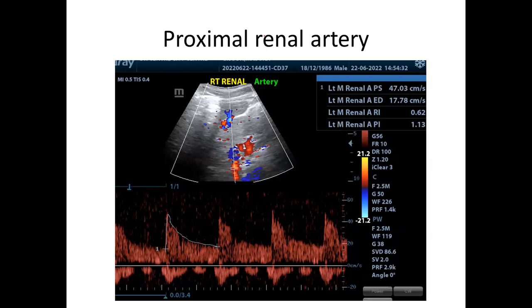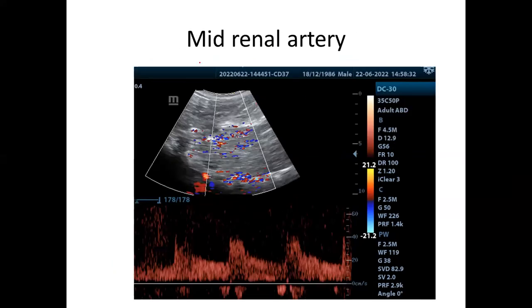This was sampling in the proximal renal artery. This is our kidney here, as outlined by my marker there. And this is the proximal segment of the renal artery. So sampling there, we get our waveform there, and our values as well are denoting a normal finding.